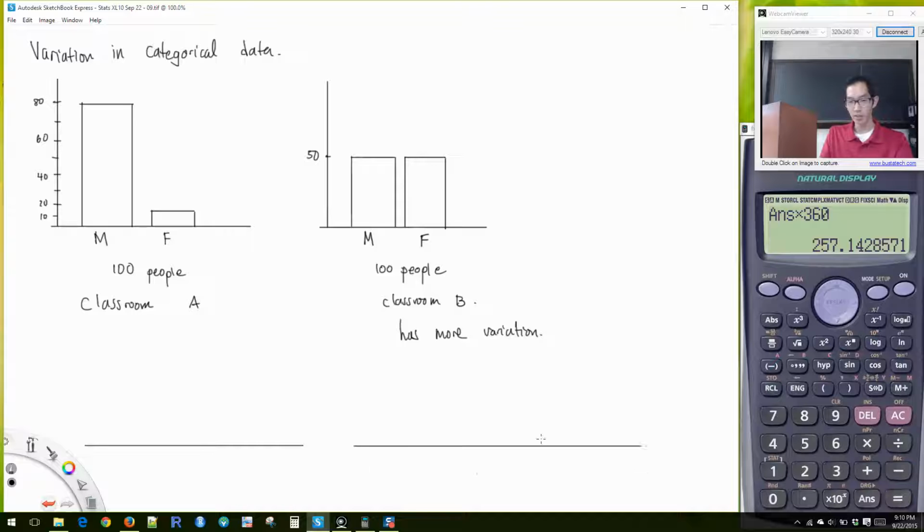And this could be applied to, let's say, you had categories for ethnicity.